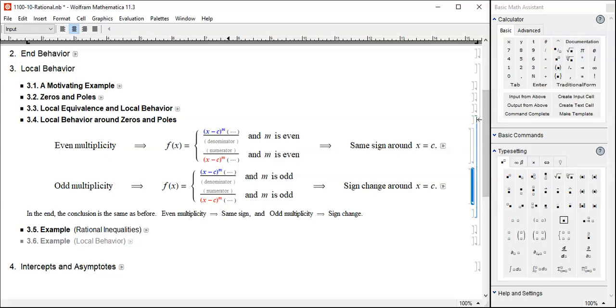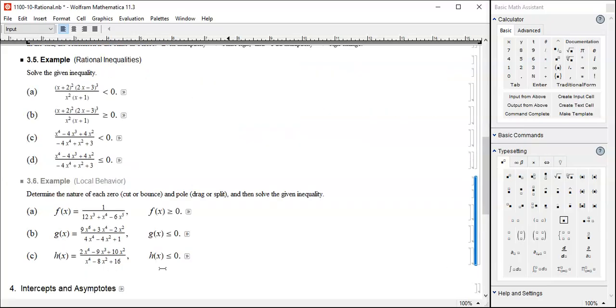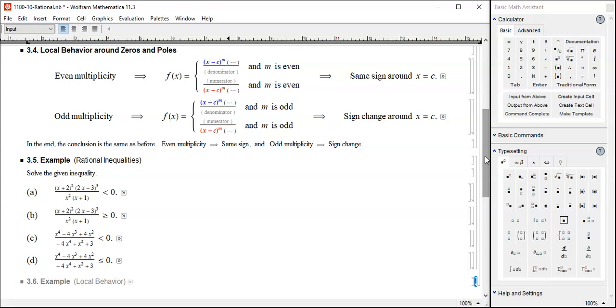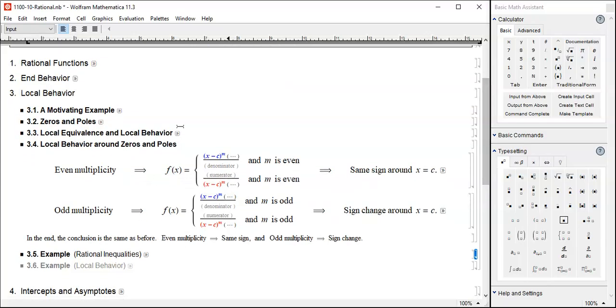Now how do we use all these? Well, here are some example problems which we will do in the next video. And then here are some harder problems where we have to associate not just inequalities but also the local behavior as well, again in separate videos. For now, remember this.